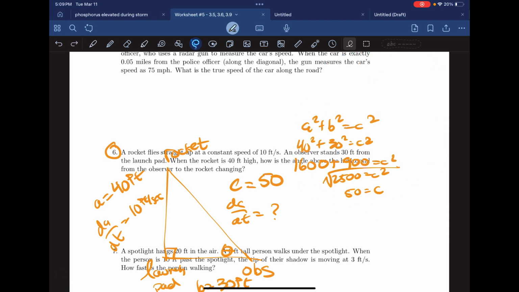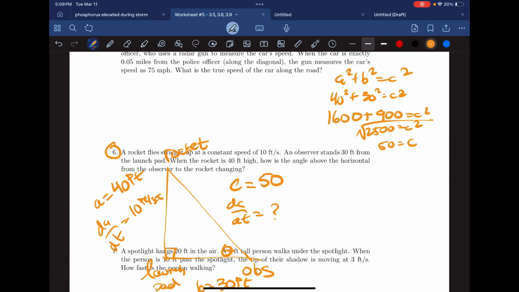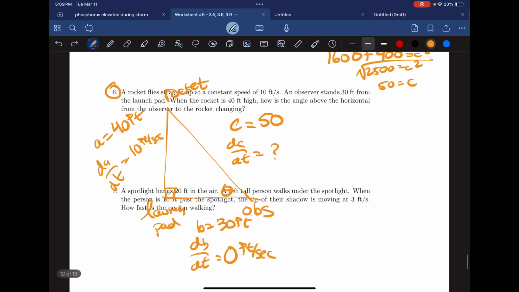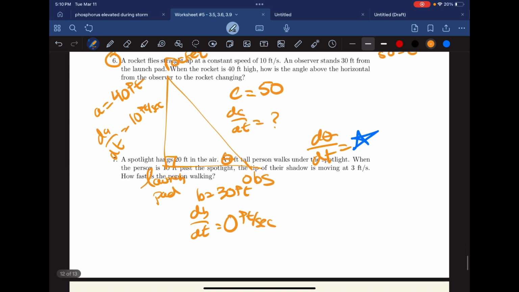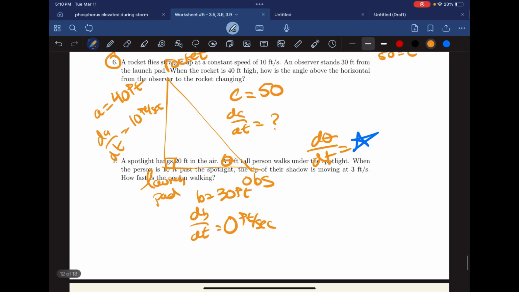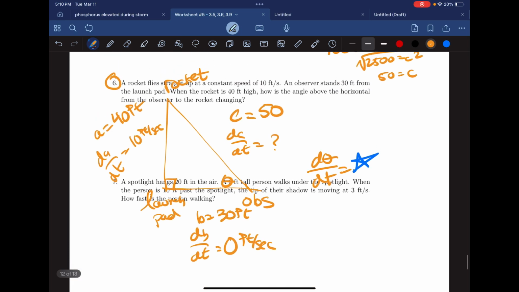We're asked to find the rate of change of the angle, right? So this is asking us to find d theta/dt. That is what we're going to be looking for here. So in order to get d theta/dt into the problem, we need to use SOHCAHTOA. And we're going to need to take the derivative of SOHCAHTOA.